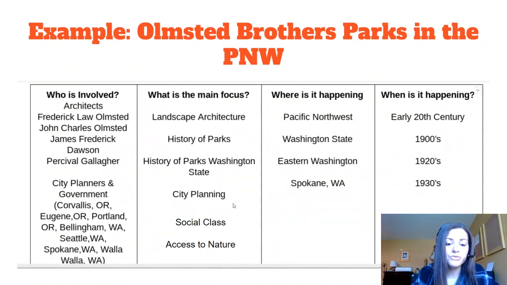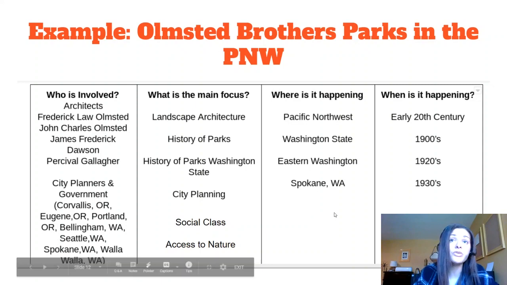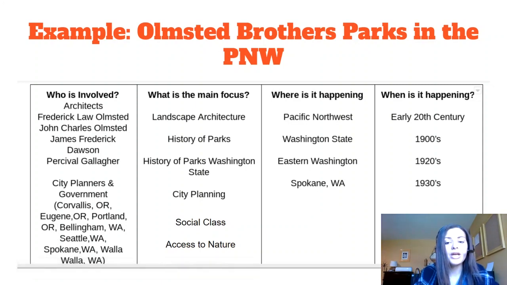I'm realizing that my main focus has to do with city planning, history of parks, and as I was doing my pre-research, I also found that social class came up a lot, which I wouldn't have thought of originally. But it really ties into this idea of having open spaces for everyone and being able to have access to that, which really didn't exist in the early 1900s and was really becoming a trend.